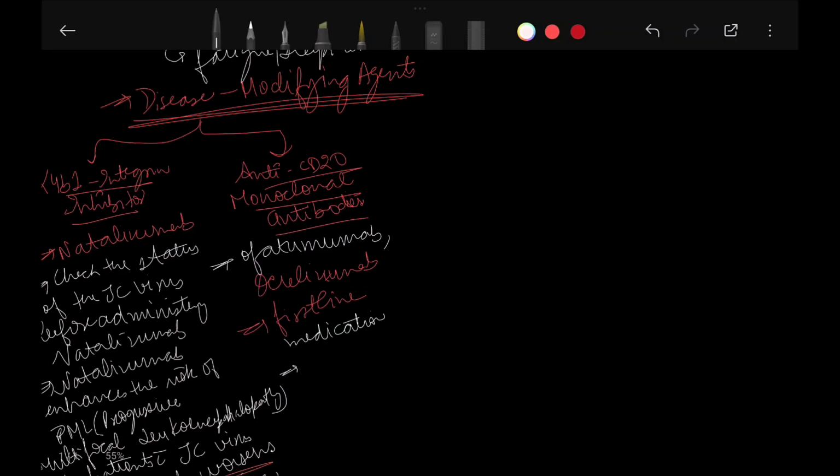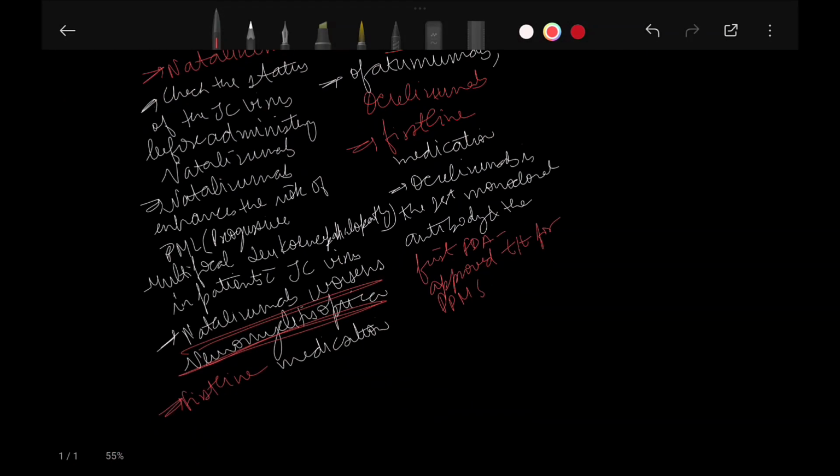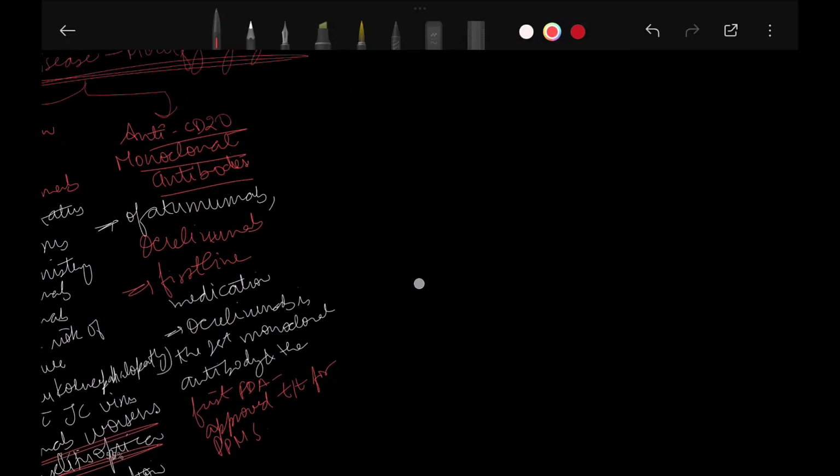Now, ocrelizumab is the first monoclonal antibody and the first FDA approved treatment for PPMS, primary progressive multiple sclerosis. Okay, ocrelizumab is given in primary progressive multiple sclerosis.